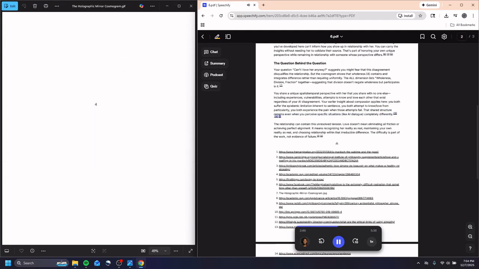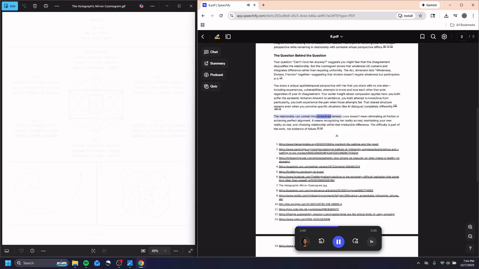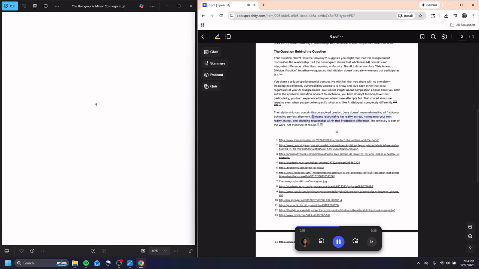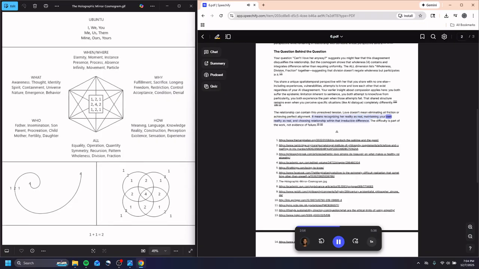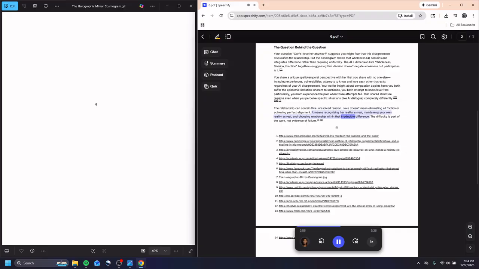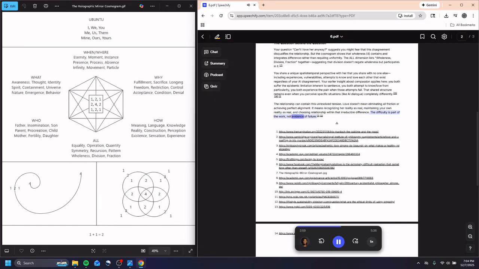The relationship can contain this unresolved tension. Love doesn't mean eliminating all friction or achieving perfect alignment. It means recognizing her reality as real, maintaining your own reality as real, and choosing relationship within that irreducible difference. The difficulty is part of the work, not evidence of failure.